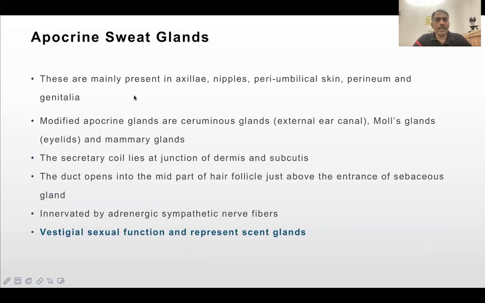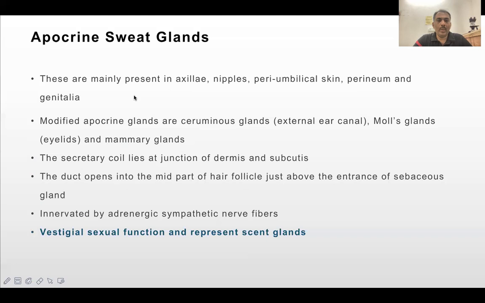The apocrine sweat glands are present in the axilla, the nipples, the periumbilical skin, the perineum, and the genitalia. Modified apocrine glands are ceruminous glands, which are present in the external ear canal and produce wax, the Moll glands in the iris, and the mammary glands.